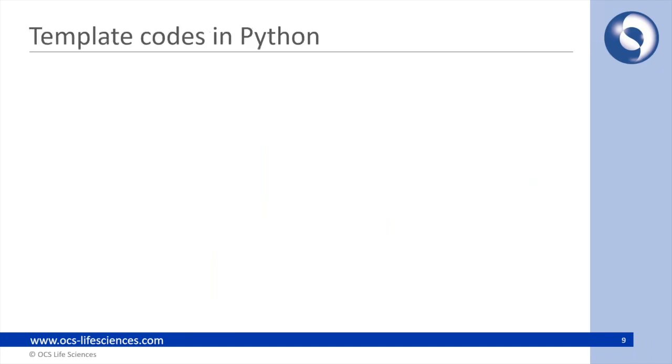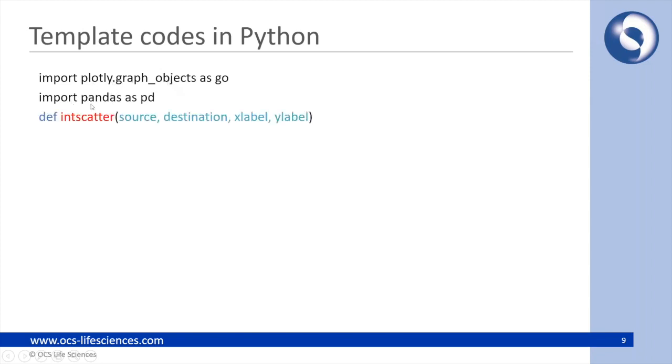Okay, so like I said, these graphs are based on template codes. And in general, a template code has a certain structure. I would like to quickly go through a simple template code structure in Python. It starts with importing the packages which you need. So in this case, I import Plotly, and I import a submodule in Plotly, which is graph objects, and I import another package which is called pandas for reading the source data.